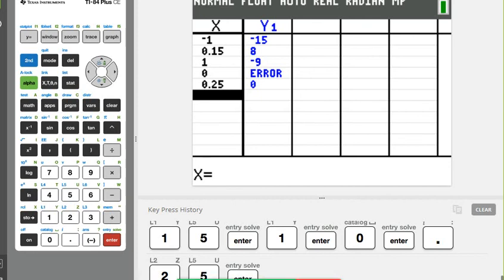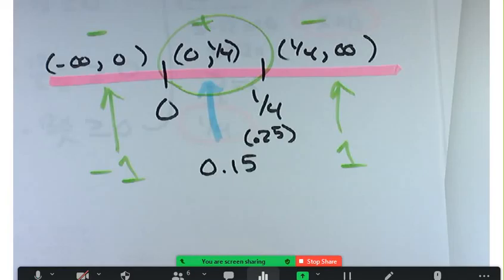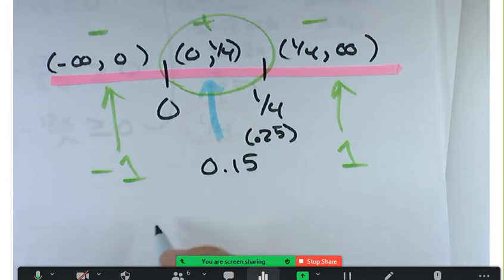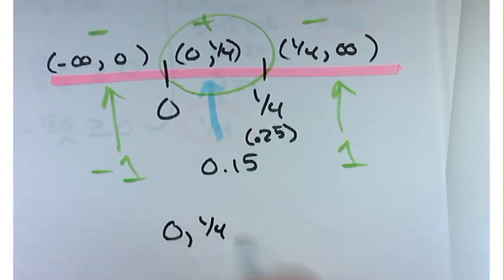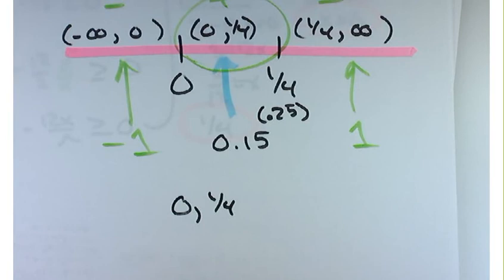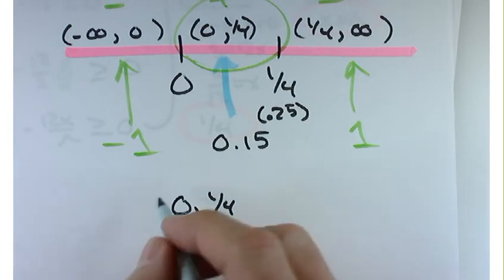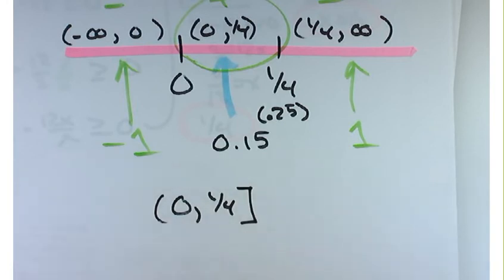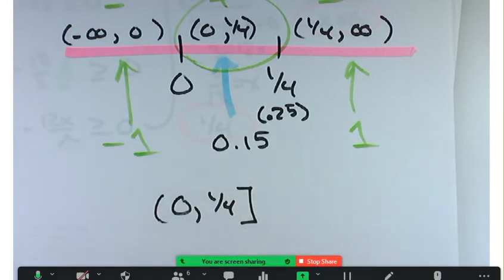So as far as your final answer is concerned, what should it look like? 0 and 1/4. One of these gets a parentheses, one of them gets a bracket. Which one's which? 0 gets a parenthesis, 1/4 gets a bracket. And that's it. Nailed it. Looking good there? Awesome.